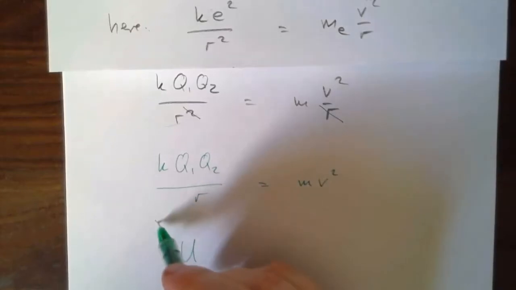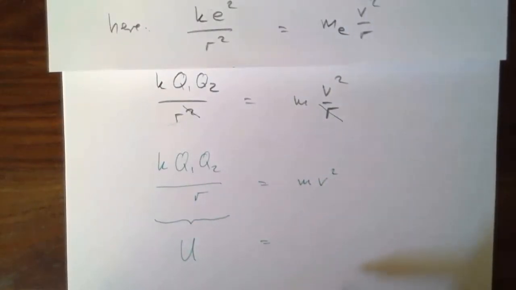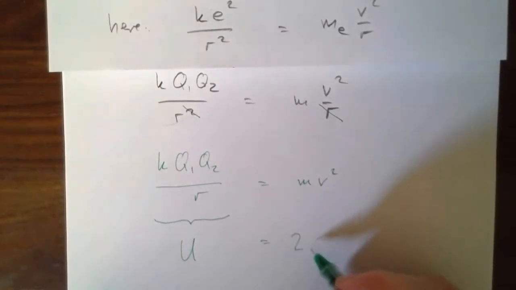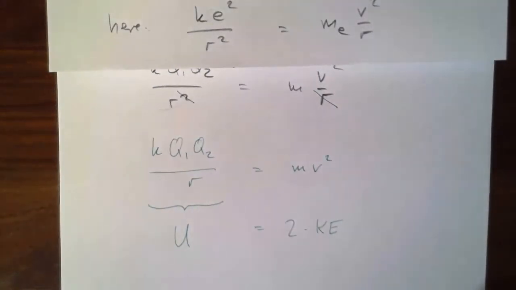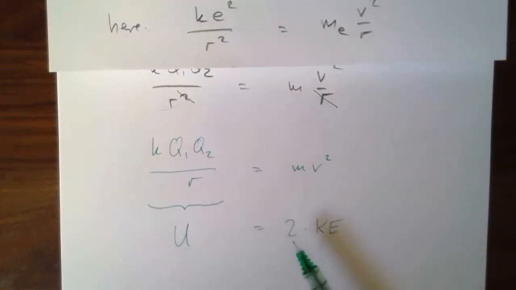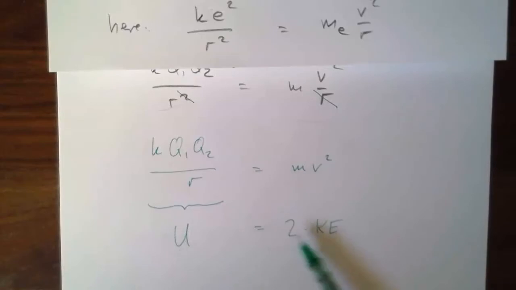This is just the potential energy. What's the right-hand side? mv squared. Where have we met that? It's the kinetic energy. Well, kinetic energy is a half, so this is just twice kinetic energy. So what this shows you is that if something goes in a circle due to a 1 over r squared force law, you're going to get that the potential energy is twice the kinetic energy.